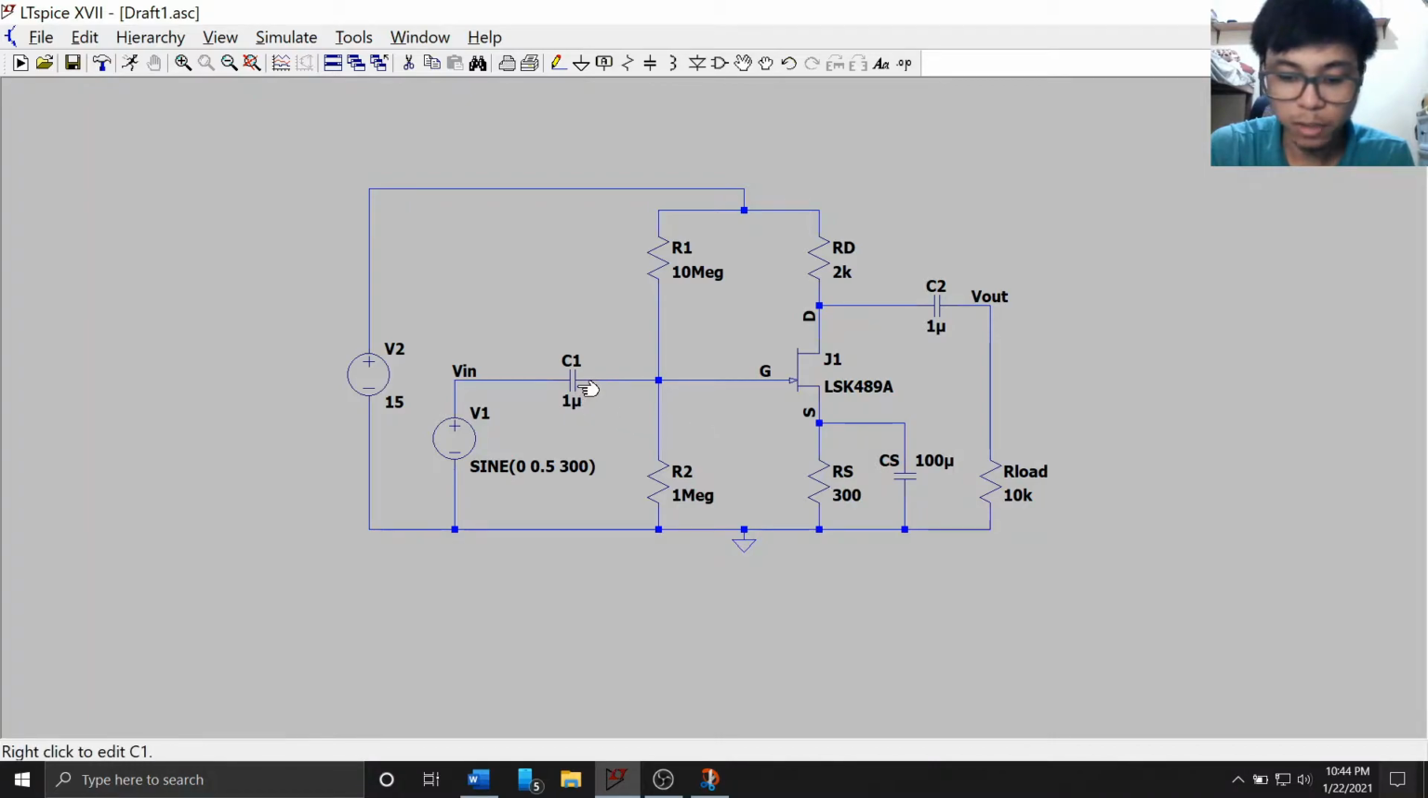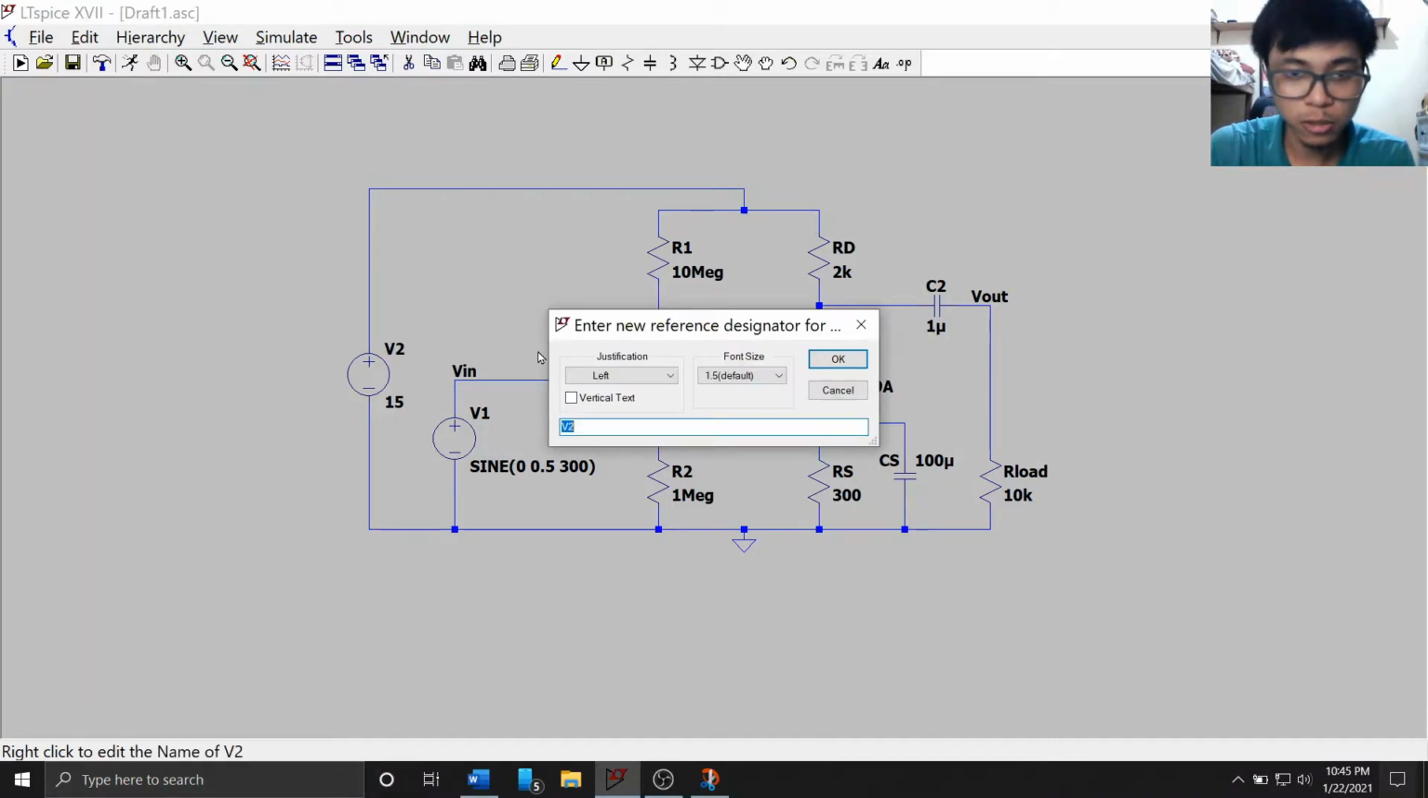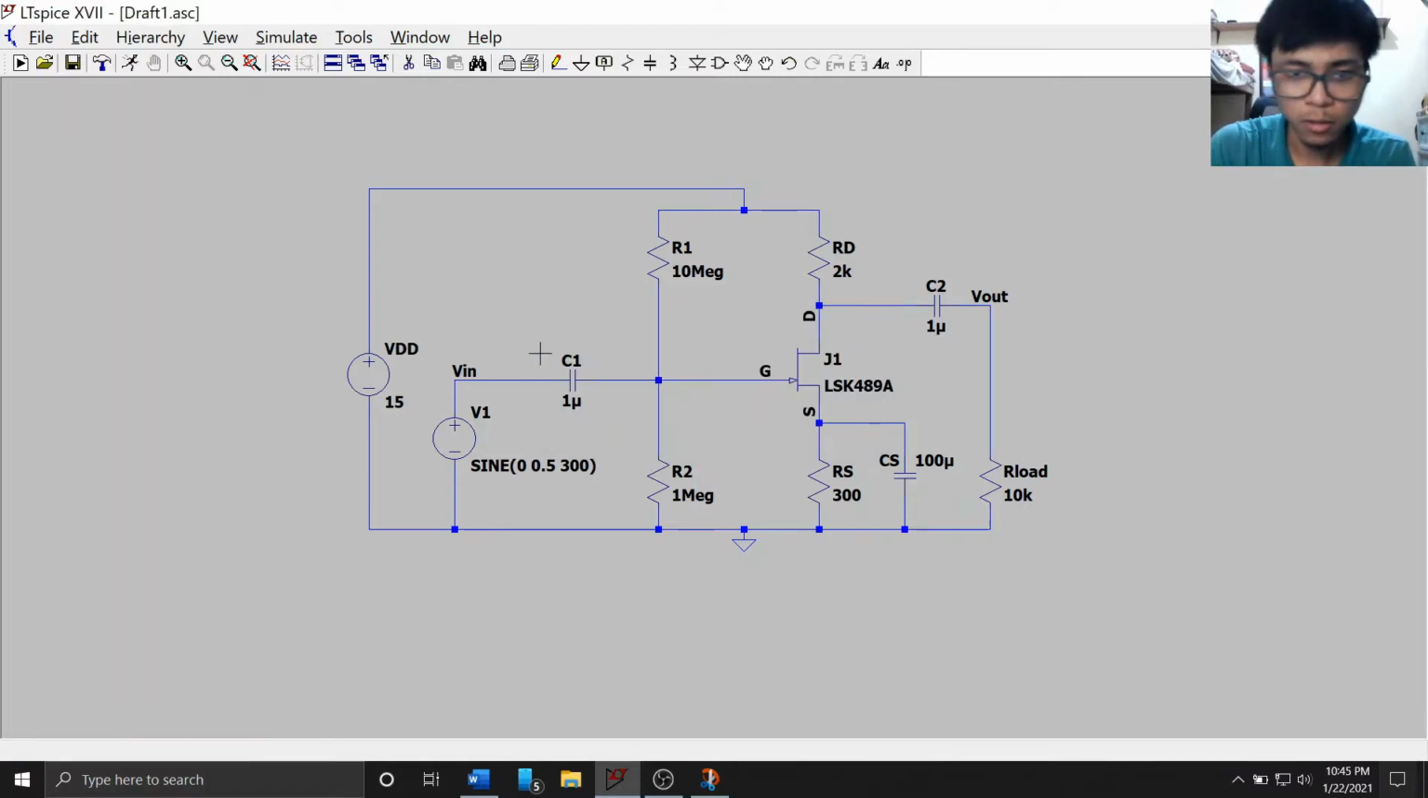Capacitor C1 couples the input to the gate terminal and capacitor C2 couples the output. We are applying a DC voltage VDD, which is this 15 volts. Let me rename that for you. So we have here DC voltage VDD. So the transistor will take from the power supply VDD and will amplify the signal according to the nature of the input waveform.